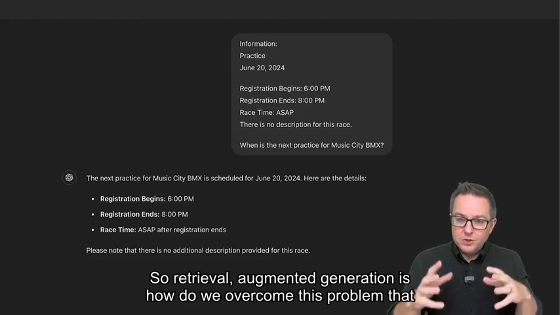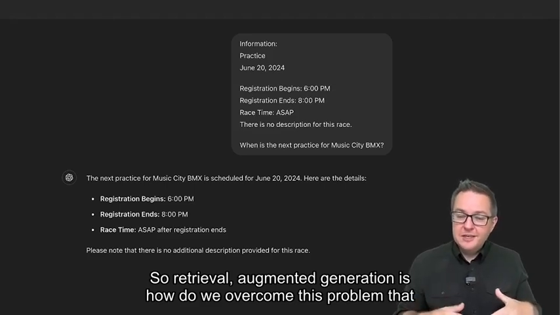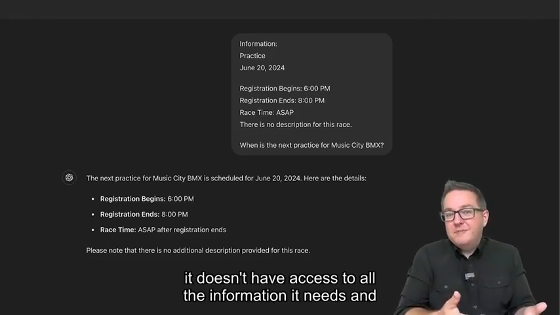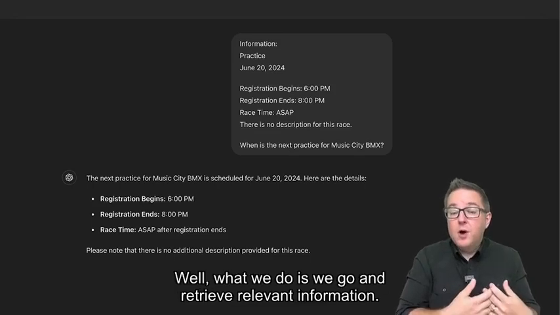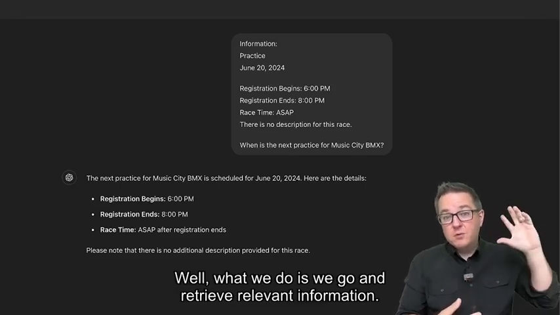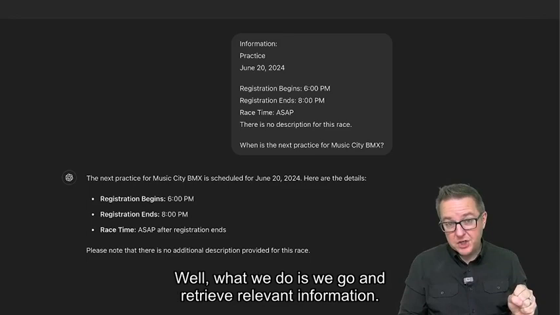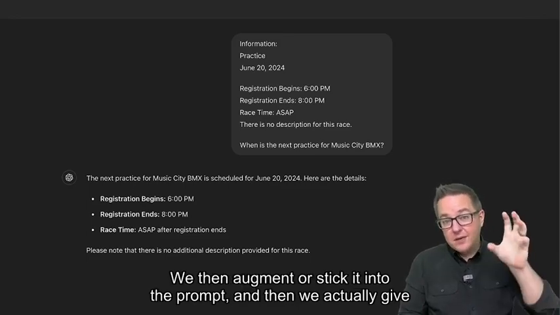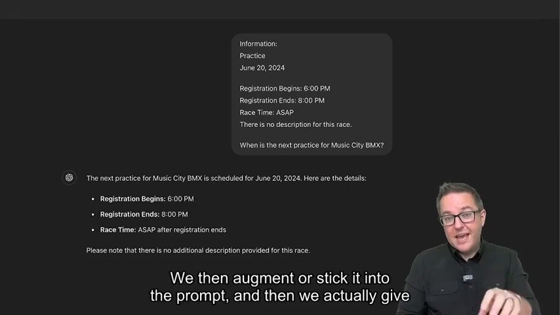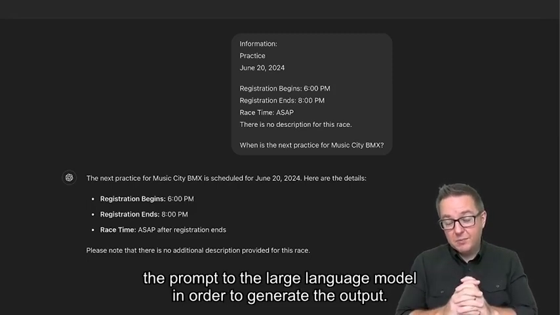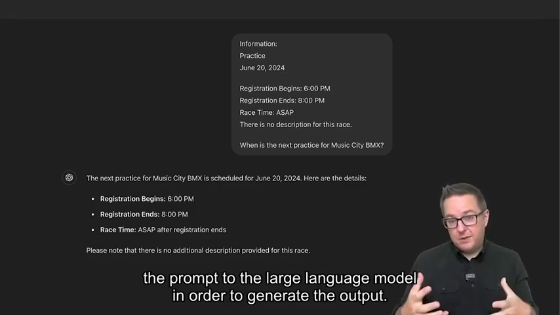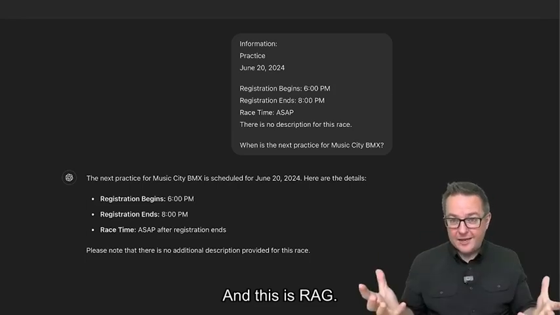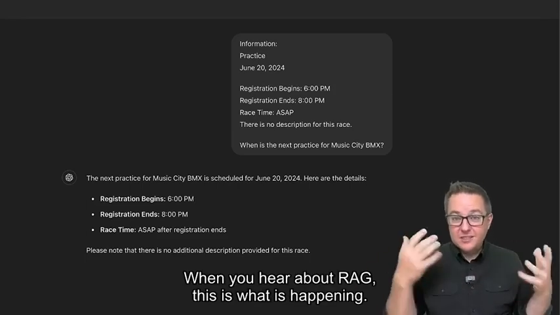So, retrieval augmented generation is, how do we overcome this problem that it doesn't have access to all the information it needs and it might guess and hallucinate? Well, what we do is we go and retrieve relevant information. We then augment, or stick it into the prompt. And then we give the prompt to the large language model in order to generate the output. And this is RAG. When you hear about RAG, this is what is happening.